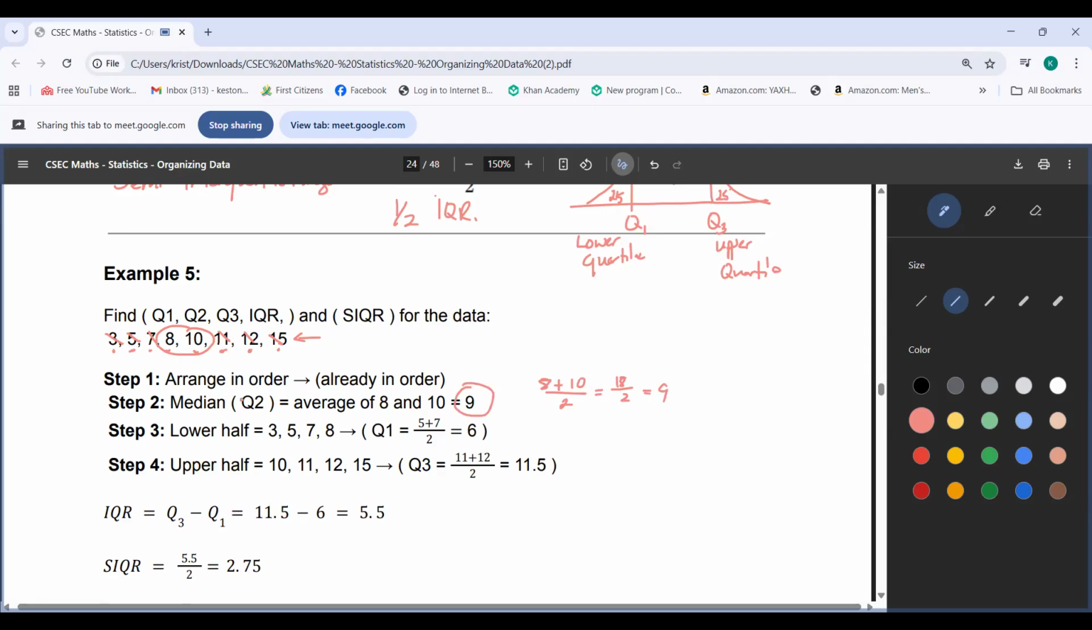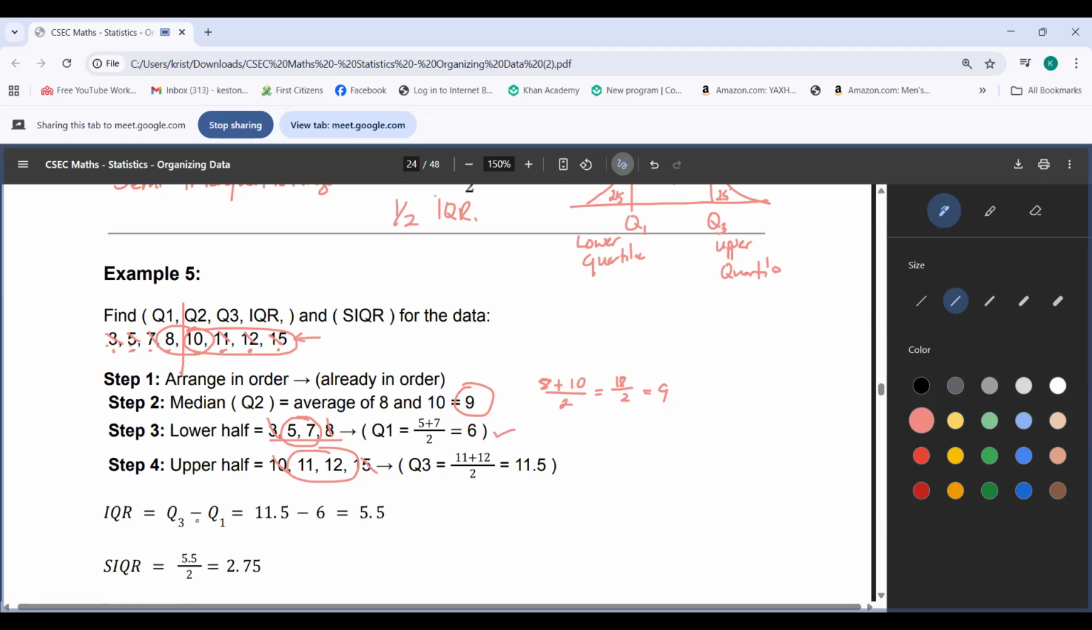The lower half, if we divide this here, this is my lower half here. 3, 5, 7, 8. This is my lower half. And then I'm finding the median again in this lower half, which will leave 5 and 7 in the middle, giving me 12 over 2, which will give me 6. The upper half now, which is going to be looking at 10, 11, 12, and 15, right, 4 values. And we find Q3, we're going to get these two middle values here, 11 plus 12, which is going to give me 23, and that's 11.5.